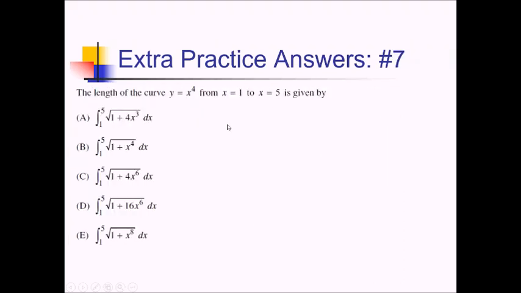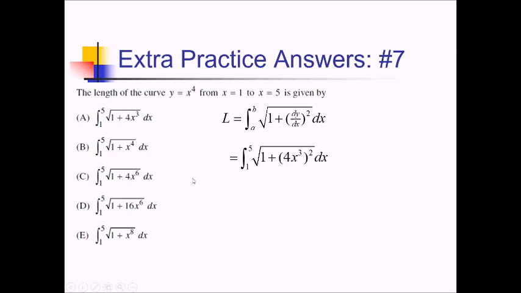For this problem, I want the length of y equals x to the 4th from 1 to 5. So since I'm doing this with respect to x, let me use this formula, integral from a to b, square root of 1 plus dy over dx squared dx. So I have the integral then from 1 to 5, and dy over dx, that's going to be 4x cubed that I'm squaring inside here. Cleaning this up a little to match an answer choice, I've got 1 plus 16x to the 6th inside the square root, and that's going to give us answer choice D.